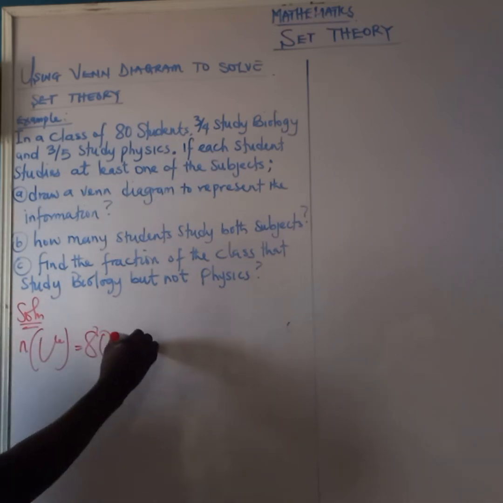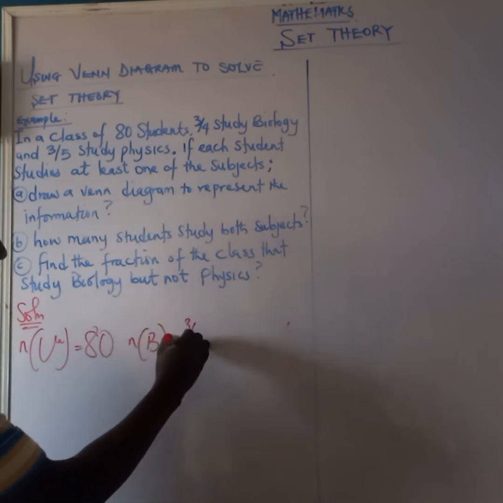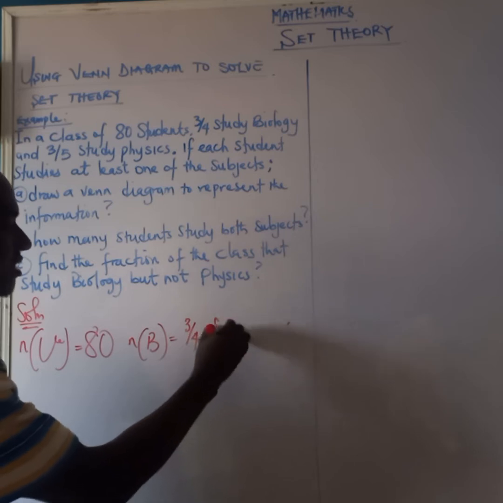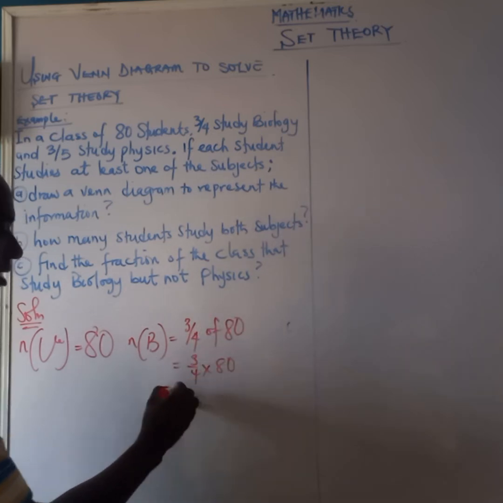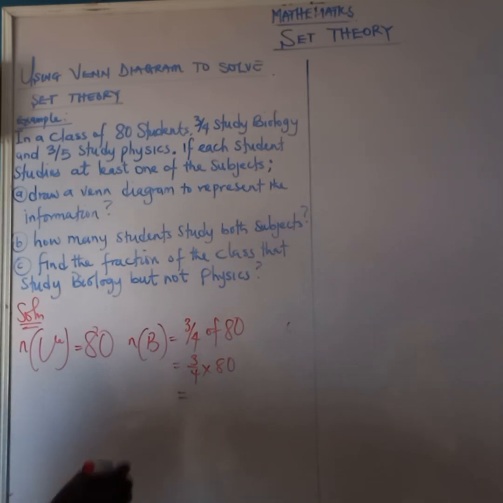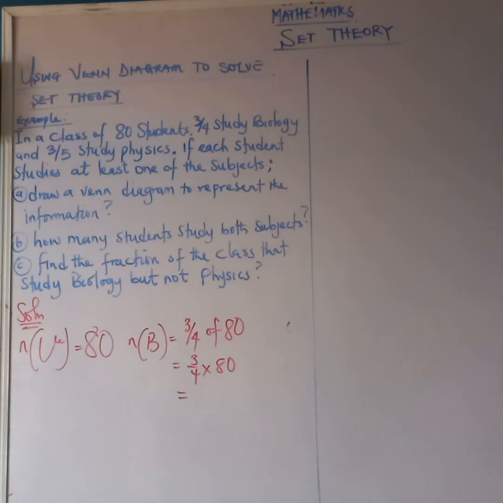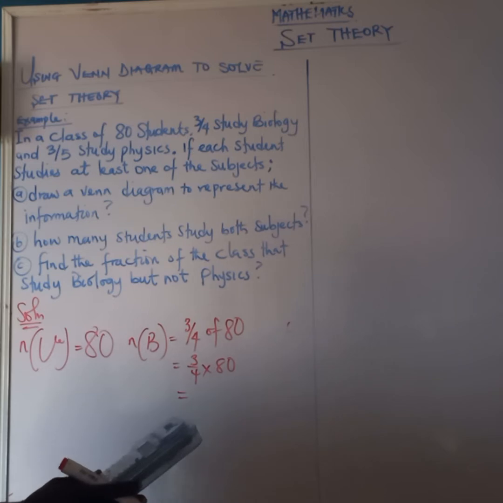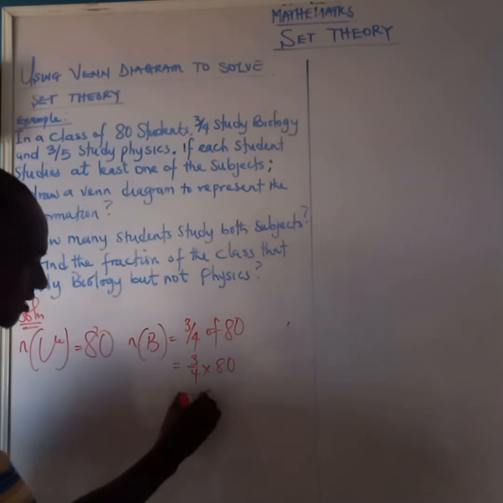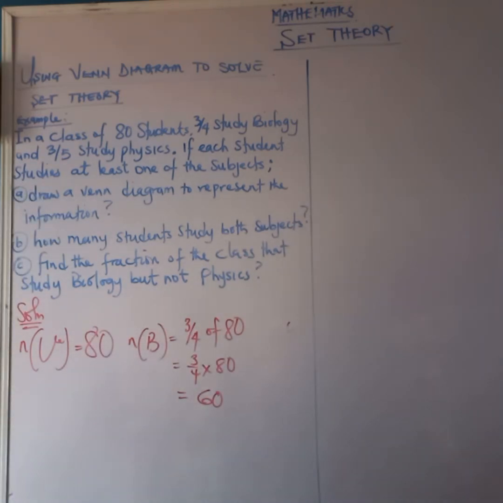Let's use n(B) to represent the number of students that study biology. We are told it is 3/4 of the students, which is 80 students. That gives us 3/4 times 80. Using a calculator, 3 divided by 4 times 80, we have 60.